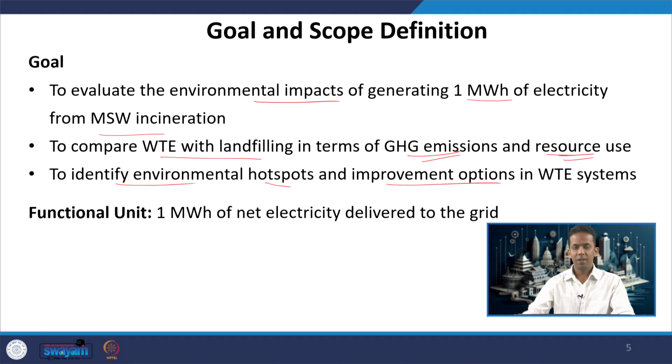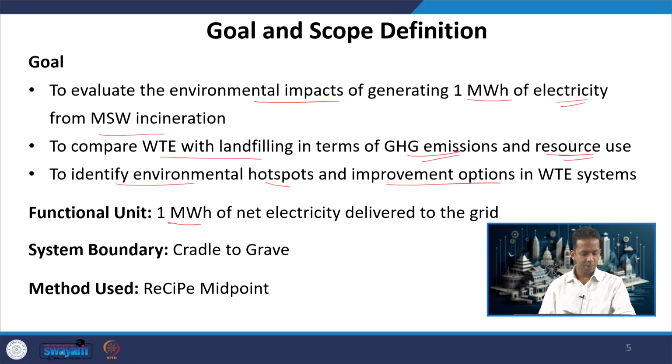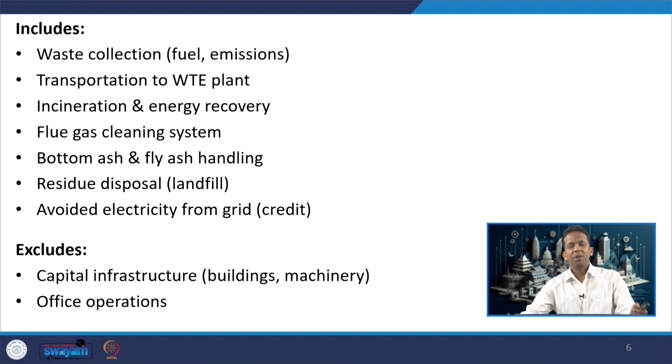The functional unit, since it is ultimately generating electricity and that is the service provided, is 1 megawatt hour of net electricity delivered to the grid. For the system boundary, we are considering cradle to grave. The method used is the ReCiPe midpoint indicator method, which has 18 midpoint indicators, and there will be 3 endpoint damage indicators. Before we go to the inventory, let us see what this life cycle assessment is going to include and exclude.